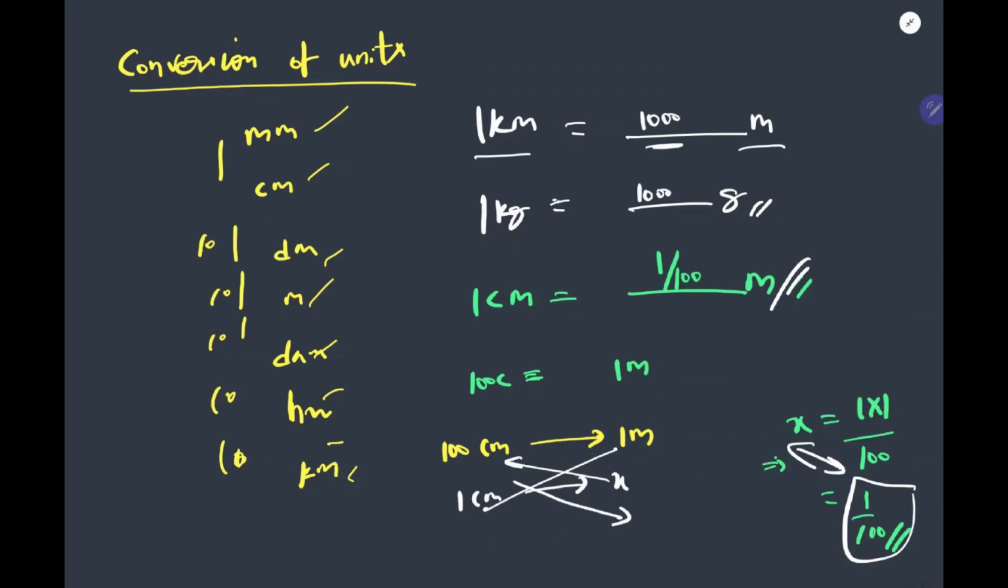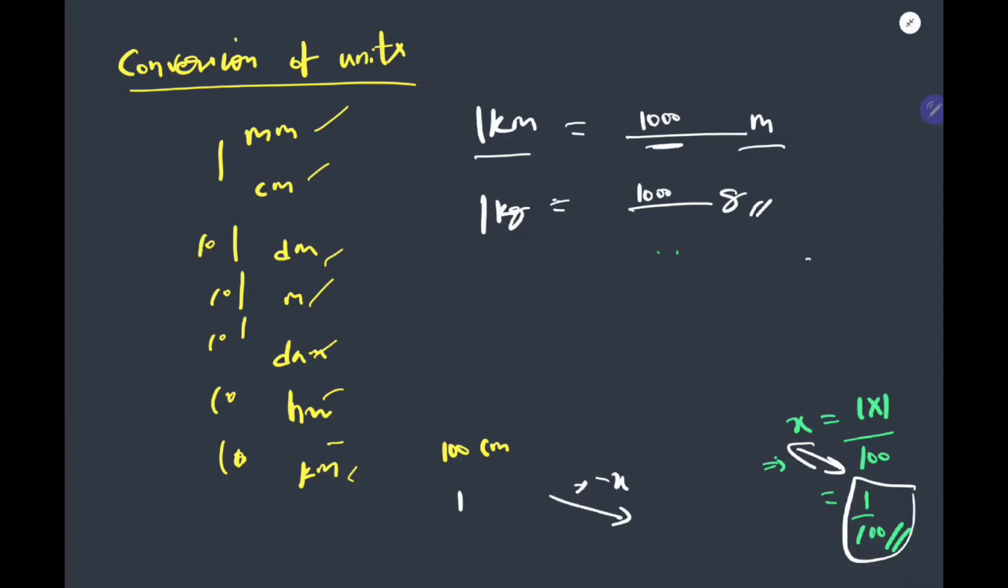This can be further simplified. 1 centimeter is equal to 1 by 100 meter. This can be simplified further as 10 power of minus 2 meters. 1 centimeter is equal to 10 power of minus 2 meters. This is the final answer. Now I give the task to you.